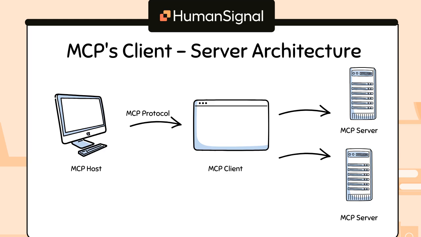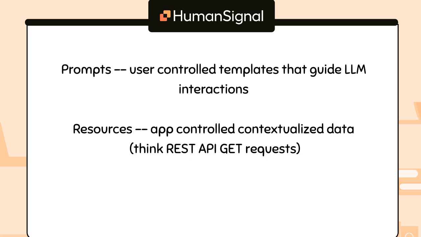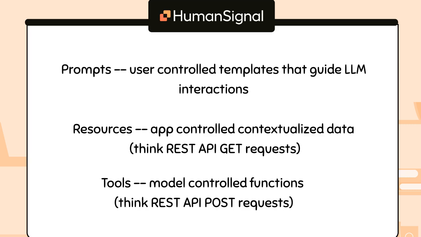These MCP servers can connect to local data servers, like your local machine, or external tools and applications using APIs. There are three fundamental primitives that the MCP standardizes that allows for seamless integration between the LLMs and third-party tools. First, you have prompts, which are user-controlled templates or instructions that guide an LLM interaction. Then you have resources, which are app-controlled contextualized data managed by the client, like file context or Git history. These act like REST API GET requests. Finally, you have tools, which are model-controlled functions that allow the LLM to take action, like file writing or an API request. These act like REST API POST requests.